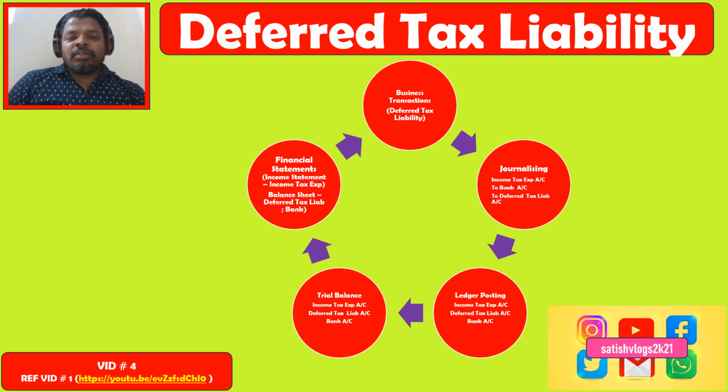As mentioned previously, I would be explaining each and every concept with an example. To explain this concept, I would be taking an example of a depreciation expense, and also considering the various phases of an accounting cycle. What is my first phase of an accounting cycle? Which is nothing but the business transaction. And what is my business transaction? Deferred tax liability is my business transaction. So to explain this deferred tax liability, I would be considering an example of a depreciation.